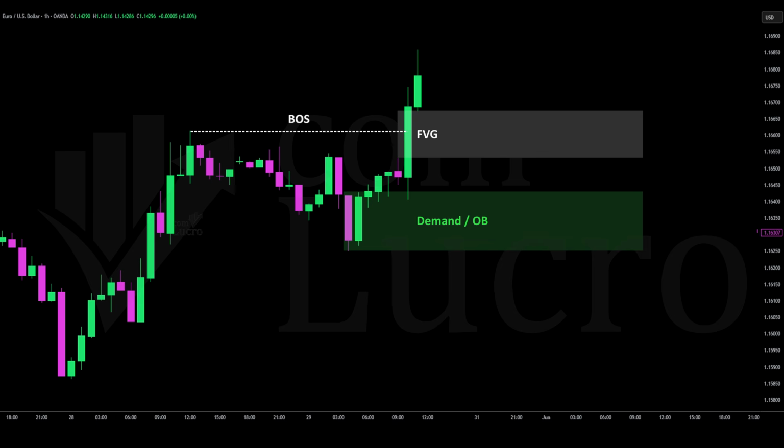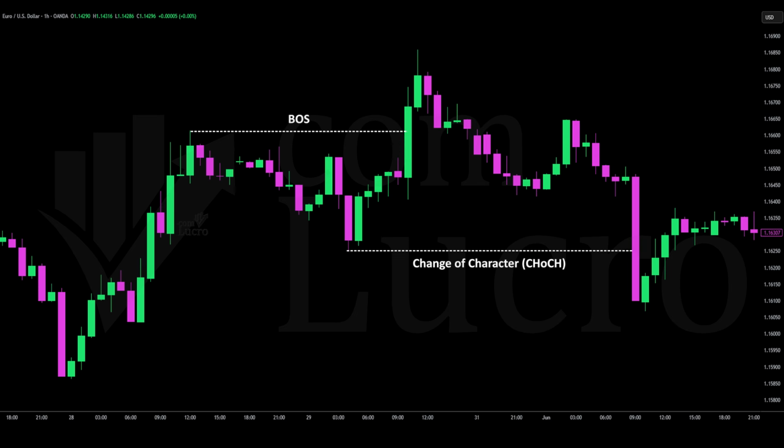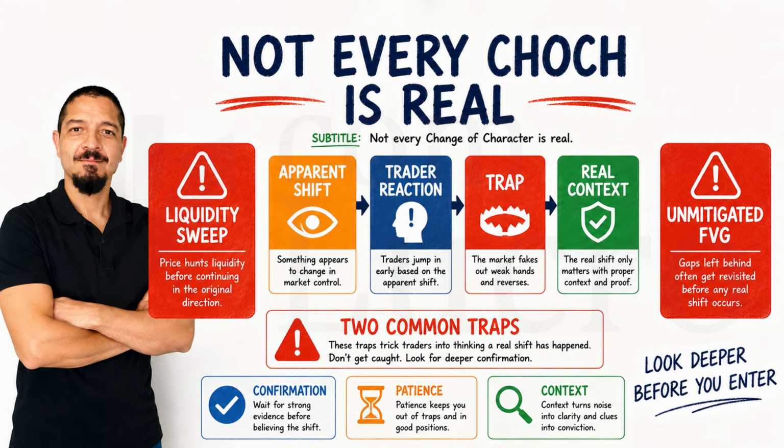Going back to the previous example, if price breaks and closes below that high-quality demand zone, it tells us the buyers failed to defend the level, and the sellers have stepped in. The market structure has shifted. Momentum now favors the downside, and the uptrend may be coming to an end. This shift in sentiment is what we call a change of character. But here is the catch. A change of character is not always real. There are two common traps where it looks valid on the surface, but is actually misleading.